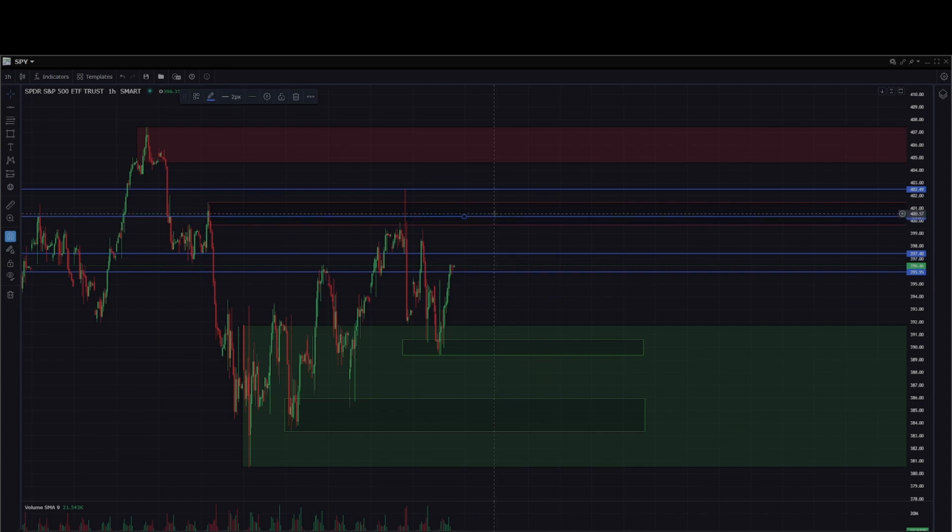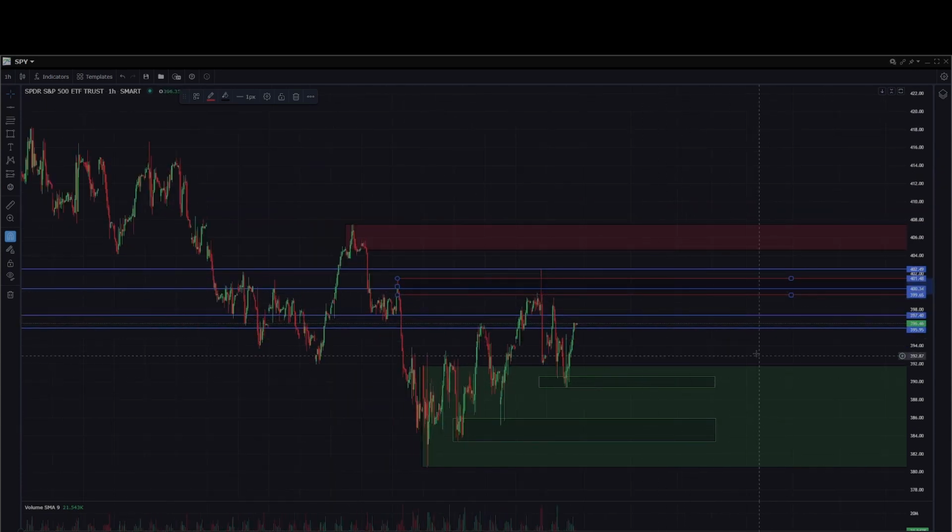If we do break back above, here is the only place I would test my puts. If we do break back above, I'll stay patient, see how we react here. If we hold above this level, definitely could take calls for this, or wait for the retest and back out and take your calls with this as your stop. So these are my levels I'm watching for this week.